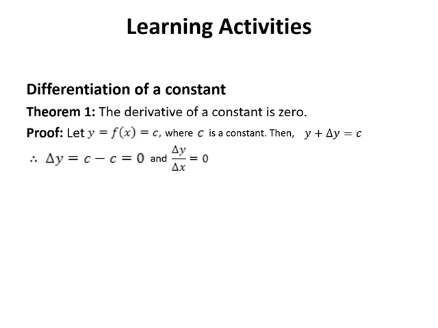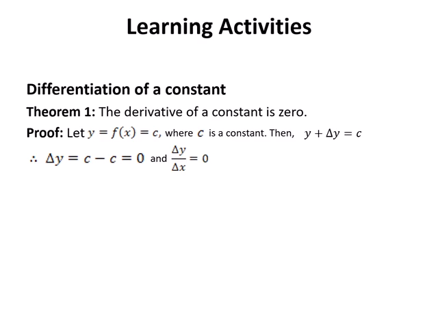Now, differentiation of a constant. In this theorem, we're going to see how we can differentiate a constant. Let's look at this theorem. The derivative of a constant is 0. I believe you all know that the derivative of a constant is 0.